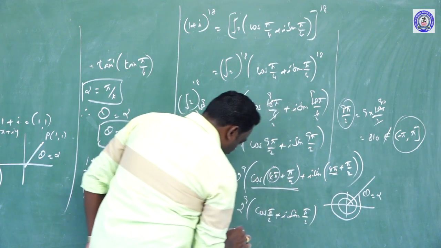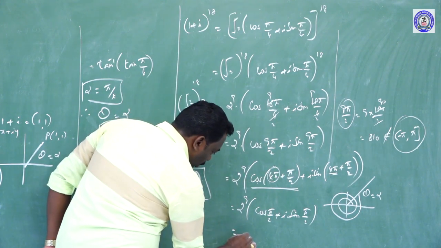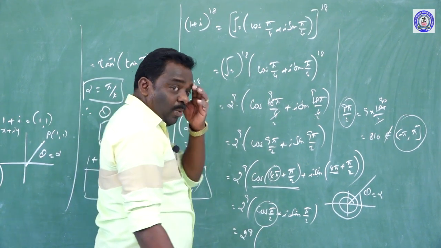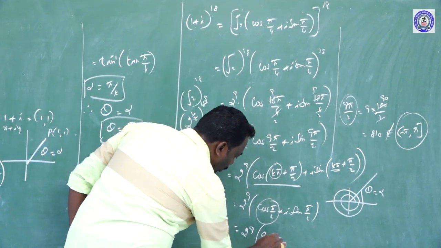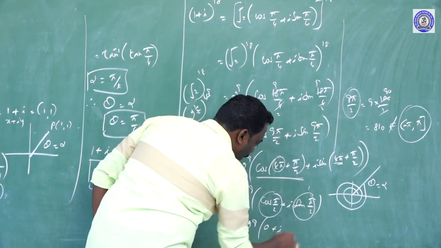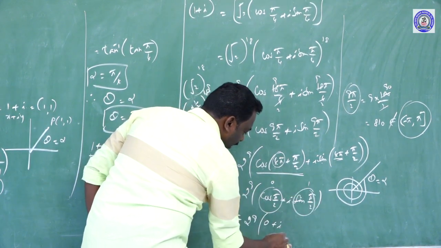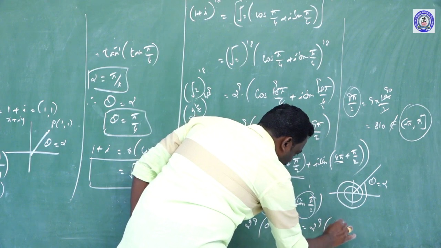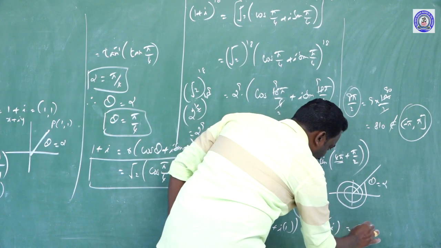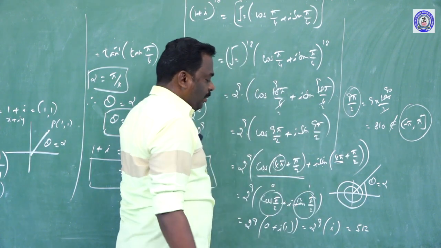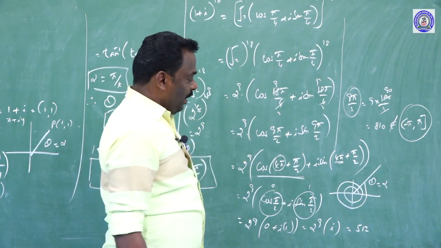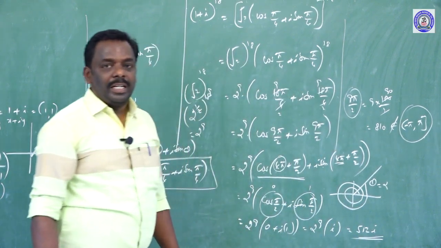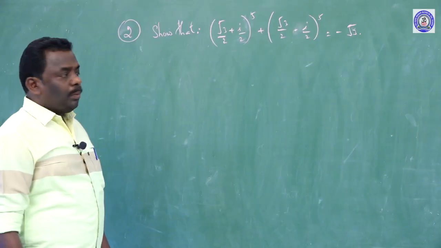That is equal to 2 power 9 within the bracket of cos 90, equal to 0, plus i into sin 90, equal to 1. Cos 90 equals 0, sin 90 equals 1. Therefore, that is equal to 2 power 9 into i within the bracket, that is equal to 512. 2 power 9, 2 multiplied 9 times, we get 512 into i. It is purely imaginary.